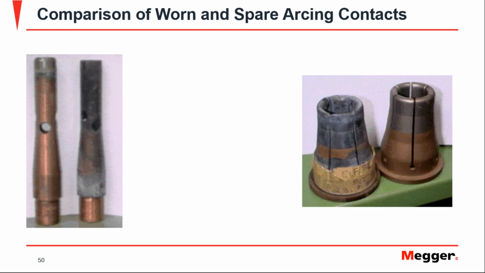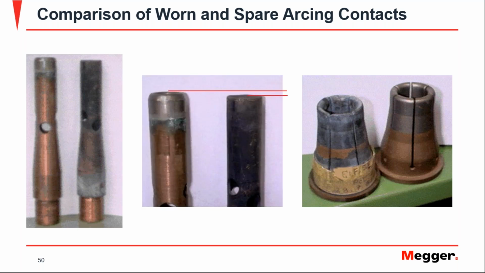This is when the breaker is open, you can see a spare and the worn contact, and you can see the difference here. Very small difference, but it's significant, and you can see that just a reduction of 6 millimeters from a reference point, as one of the manufacturers shows, is critical.